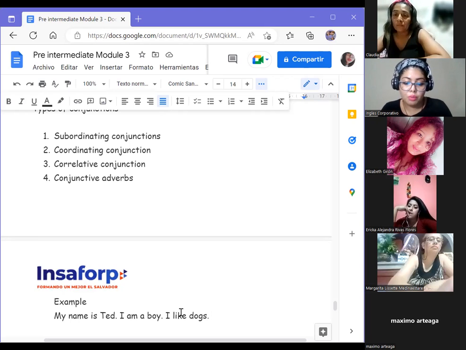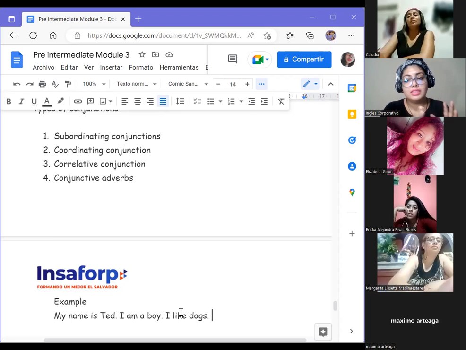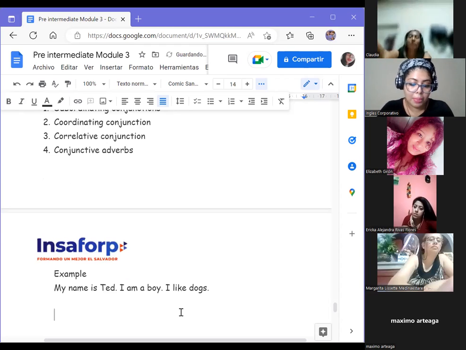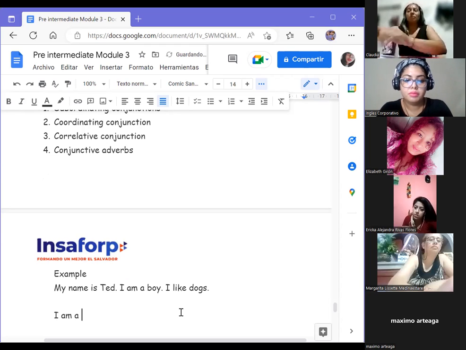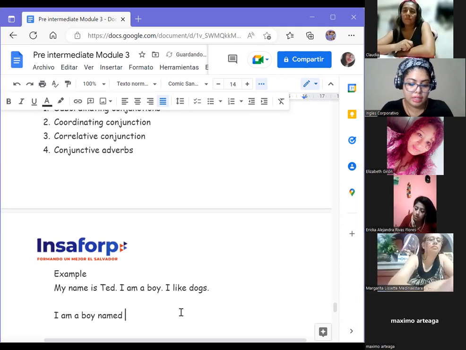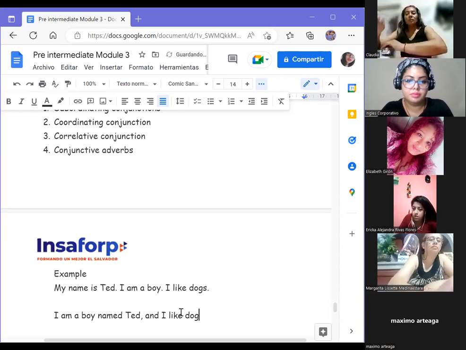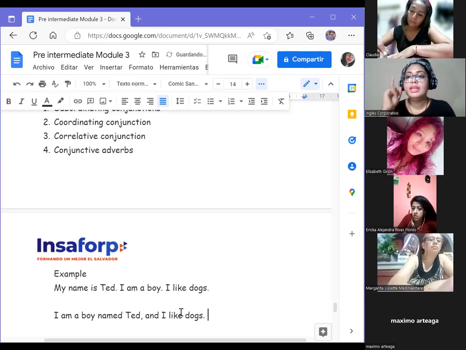One of the most important jobs of conjunctions is to connect these short sentences so they sound more like this. Las conjunciones nos van a ayudar a que esas tres oraciones que están separadas suenen como una sola idea. Y podemos ver el ejemplo acá. I am a boy named Ted, comma, and I like dogs. In that case, we have just one sentence saying the same information. I am a boy named Ted and I like dogs.